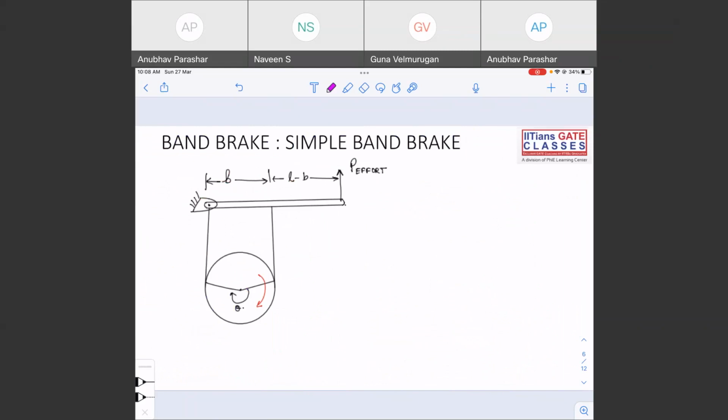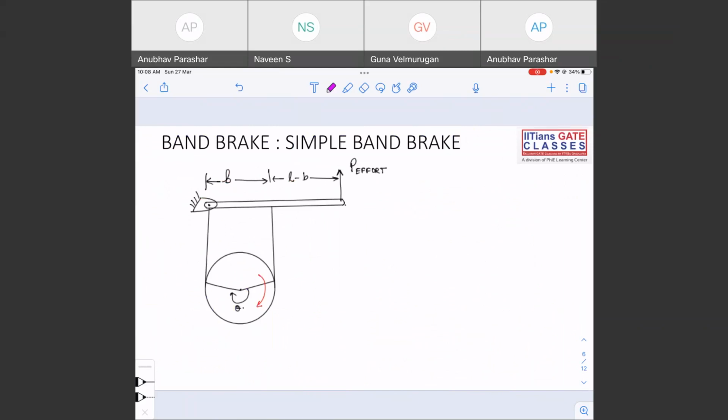ठीक है, questions भी करेंगे, तो एक ही बार में थोड़ा सा theory जो है simple है, let us complete it. So band brake, this is the second kind of brake, that is band brake, and this is a simple band brake. The rotation of the wheel, you can say, is in this direction.